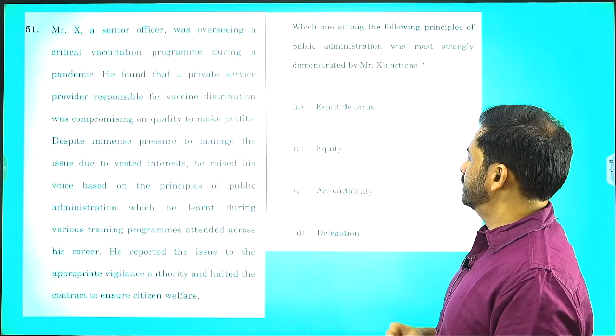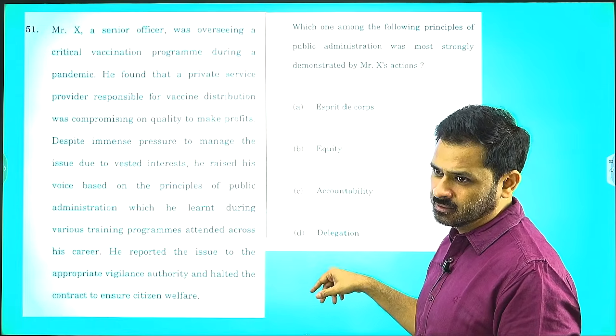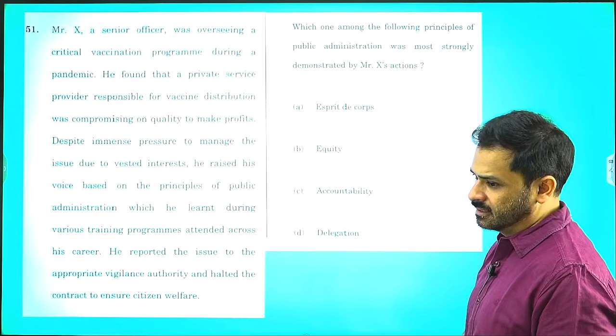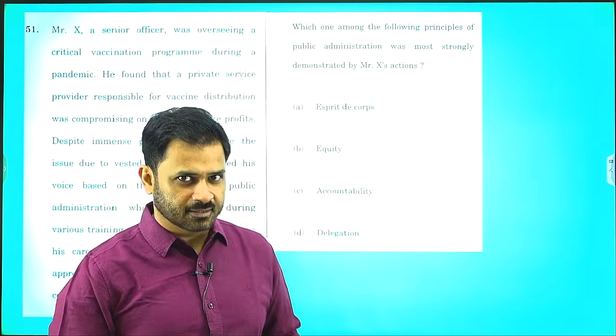Okay. Accountability as such is not mentioned in the principles of management of Fayol. He talks about authority and responsibility. Of course, the answer is accountability. In fact, there is a principle of accountability given by other thinkers as well.